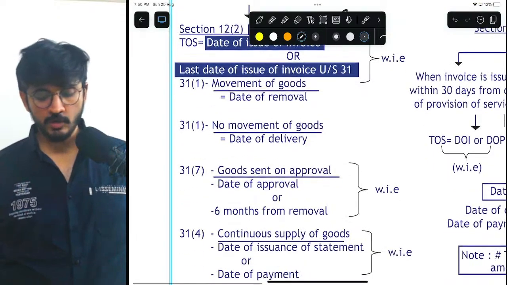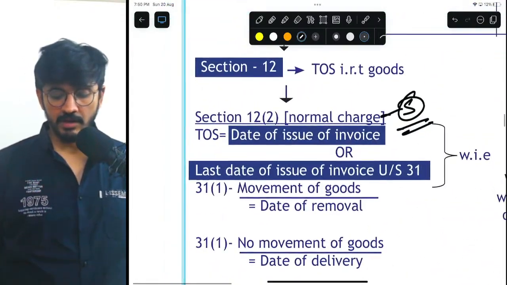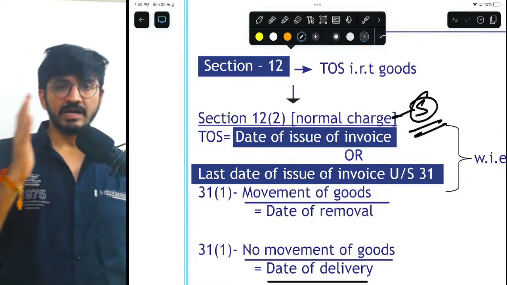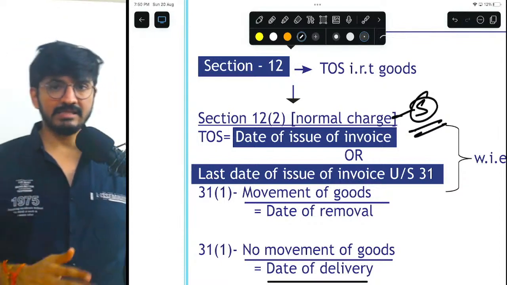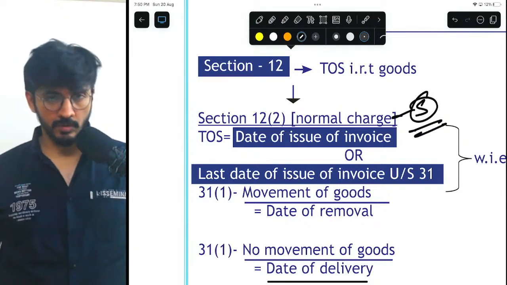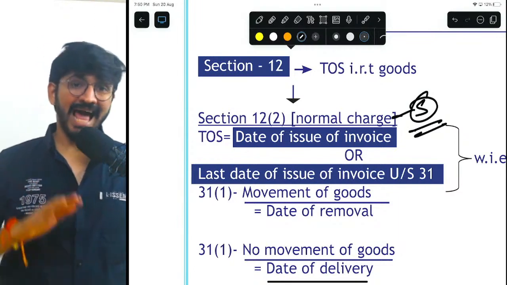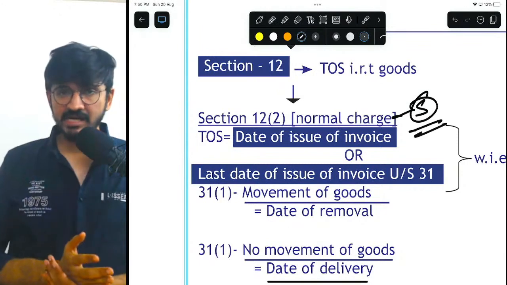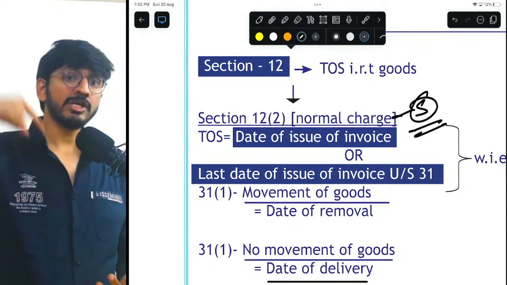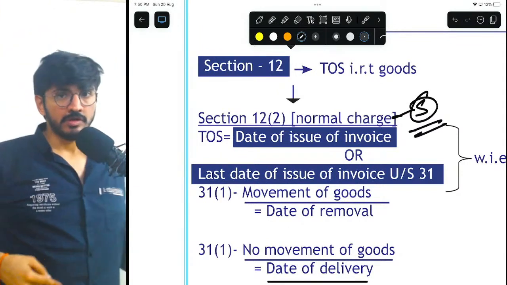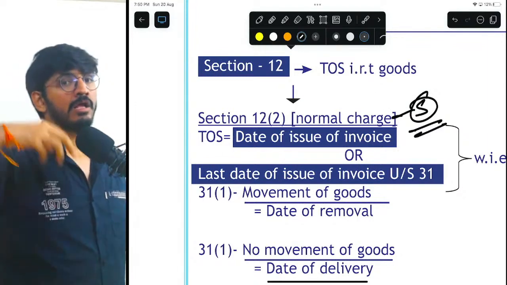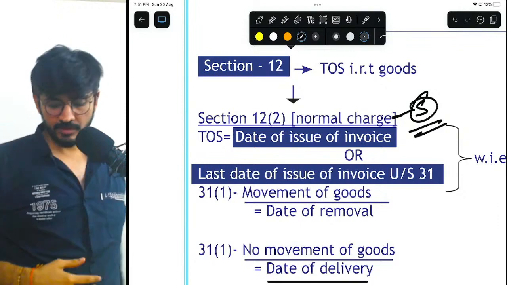And under section 12.2, my dear friends, the concept is very simple. You are supposed to be concerned only with two events. One is date of issue of invoice, and second is last day to issue invoice, right? So one is the actual date when the invoice was issued, and the other is the last date on or before which the invoice should have been issued. So one is actual, one is standard. In costing language, so to say, right?